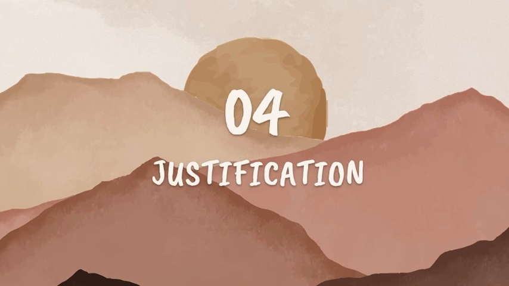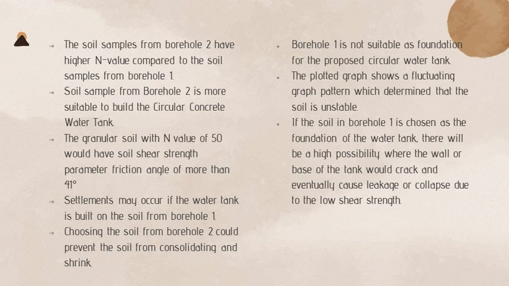Paradise. Now we will proceed to the justification for the model. The soil samples from borehole 2 have higher N value compared to the soil samples from borehole 1. Soil sample from borehole 2 is more suitable to build the circular concrete water tank. The granular soil with N value of 50 would have soil shear strength parameter friction angle of more than 41 degrees. Settlements may occur if the water tank is built on the soil from borehole 1. Choosing the soil from borehole 2 could prevent the soil from consolidating and shrinking. Borehole 1 is not suitable as foundation for the proposed circular water tank.